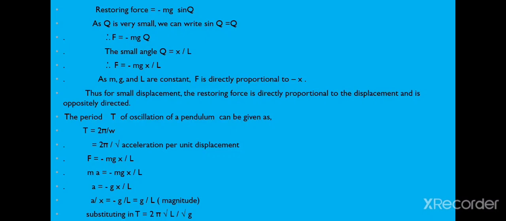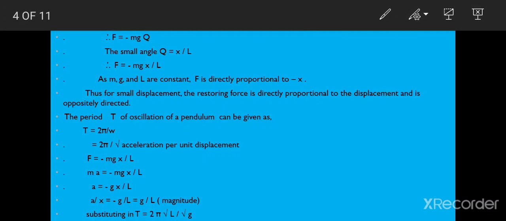Therefore, here ma is equal to minus mgx divided by L. Here m is the mass of the bob, which is on both sides of the equal sign, therefore m gets cancelled. a is equal to minus gx divided by L. Therefore, from the above equation we get that a divided by x, that is acceleration per unit displacement, is equal to minus g divided by L, whose magnitude is g divided by L. Substituting this value of acceleration per unit displacement in the above equation, we get T is equal to 2 pi under root L divided by under root g.